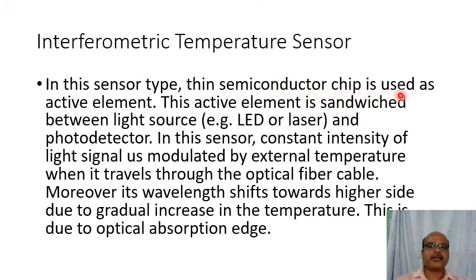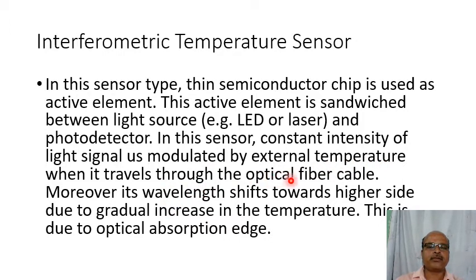Now the interferometric temperature sensor. In this sensor type, a thin semiconductor chip is used as an active element. This active element is sandwiched between the light source and the photodetector. So the semiconductor chip is sandwiched between an LED or laser and the photodetector; the light source is there, and in between the light source and photodetector, we have to sandwich the detecting element, the semiconductor chip. And in this sensor, a constant intensity light signal is modulated by external temperature.